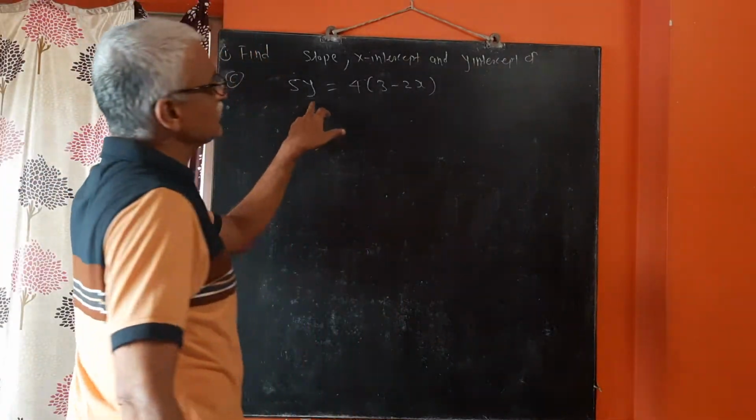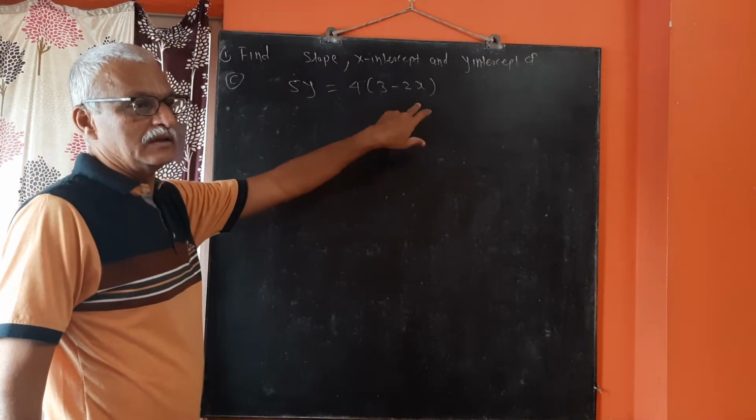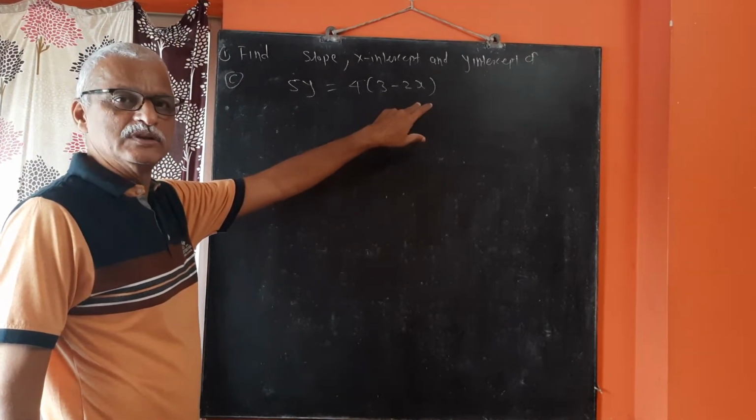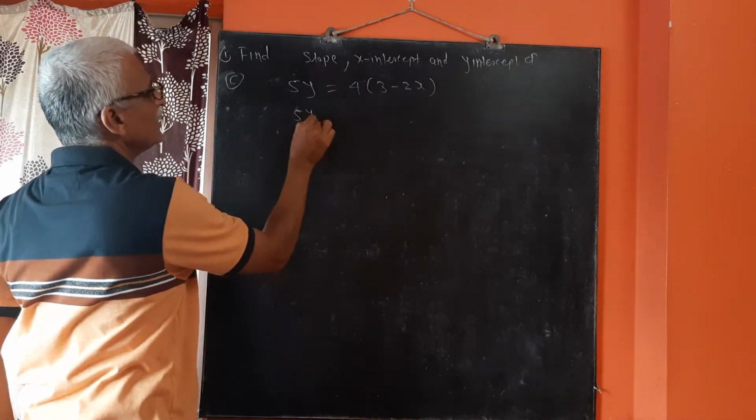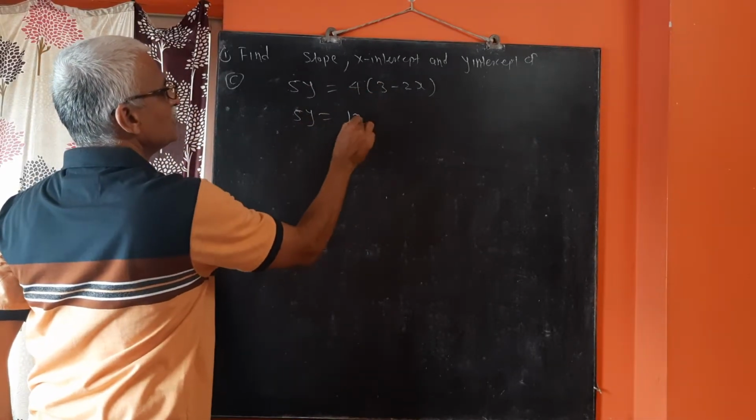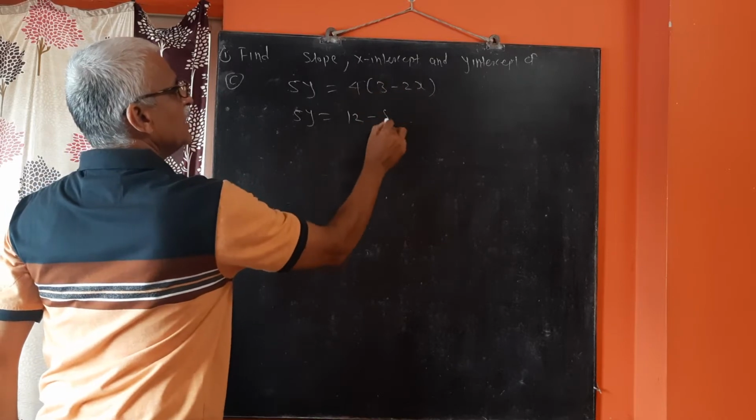Now again this equation is not in the general form. So first we have to simplify it. If we simplify it, we will get 5y is equals to 4 into 3, that means 12, minus 8x.